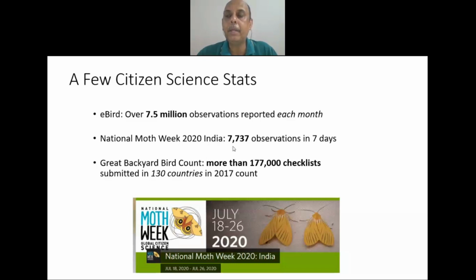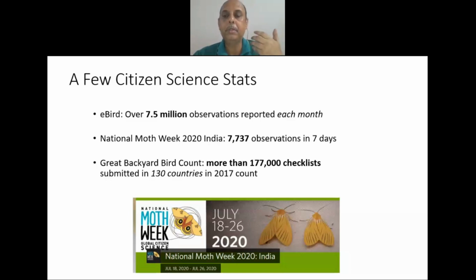National Moth Week in India was around for only 7 days. That was during the COVID period that we started. We got 7,737 observations in the entire study. These are the observations that have been done. Every day we try to photograph the same species; we upload the same species again and again, but different individuals. And this is how we can know the abundance.